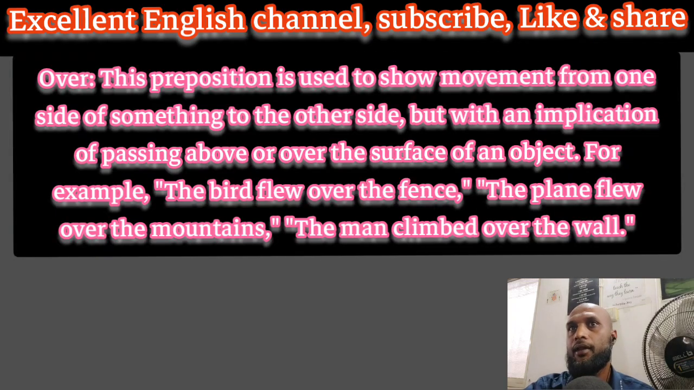Over. This preposition is used to show movement from one side of something to the other side, but with an implication of passing above or over the surface of an object. For example, the bird flew over the fence. The plane flew over the mountains. The man climbed over the wall.